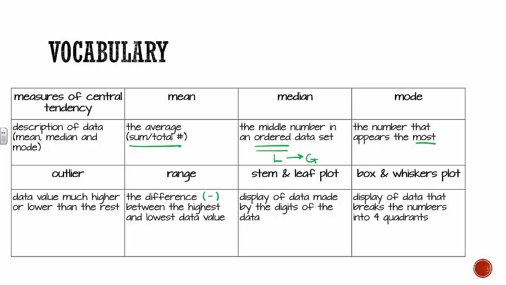A stem and leaf plot is a display of data made by the digits of the data. We divide it into stems and leaves like this. And then a box and whisker plot is a display of data that breaks the numbers up into 4 quadrants. 2 of the quadrants are in a box, and then the other 2 are the whiskers that stick out.